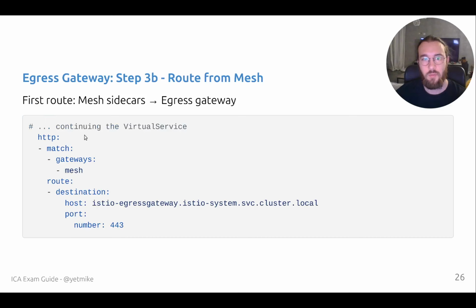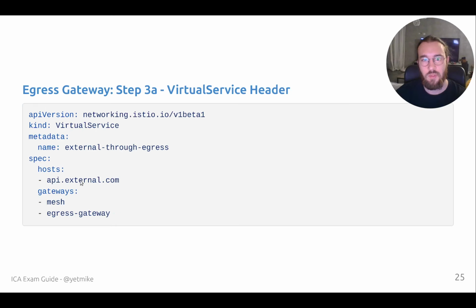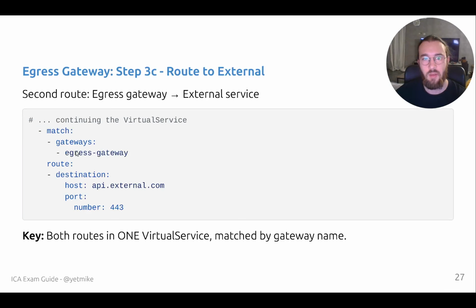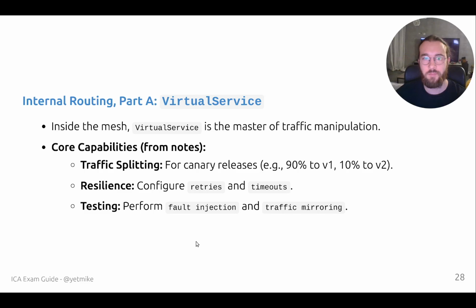First, if you want to go to this host name and the traffic is internal, you go to the mesh gateway and then the traffic is redirected to the Egress gateway ports. And after that, the Egress gateway ports are getting redirected to the actual external endpoint. So that's what you need to have in a single virtual service.